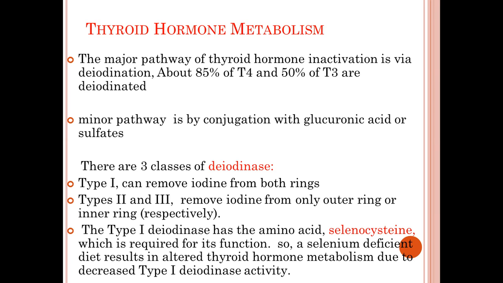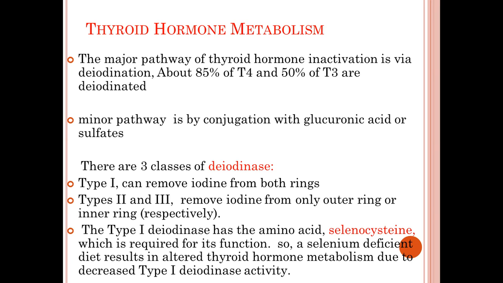The major pathway, deiodination, is mediated by the enzyme deiodinase. We have three types: type 1, type 2 and type 3. Type 1 removes iodine from both rings of the tyrosine, and types 2 and 3 remove iodine from only one ring. Type 2 deiodinase will remove the iodine from the outer ring, while type 3 will remove the iodine from the inner ring.